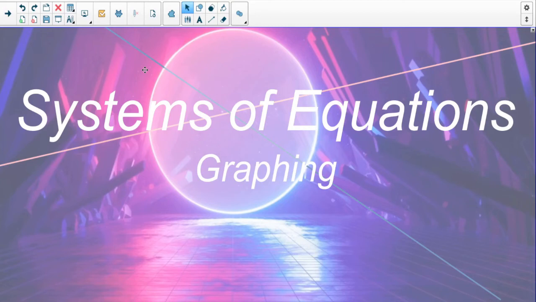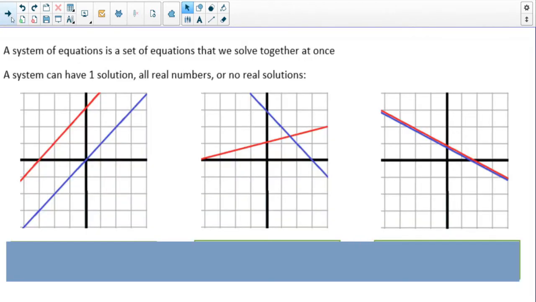This is systems of equations, and one method of solving these is through graphing, which is maybe not the easiest way to solve a system of equations, but it's the best way to visualize what's actually happening with your two equations. So a system of equations is just a set of equations that we solve together at once. And you can either have one solution, all real numbers, or no real solutions.